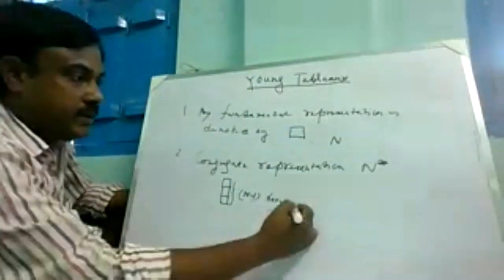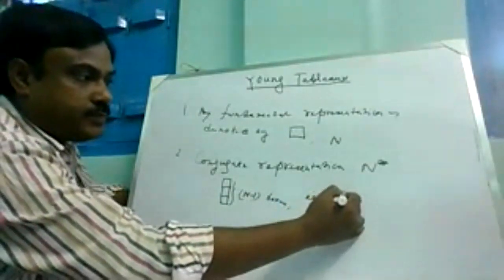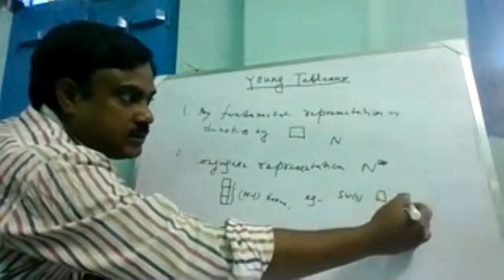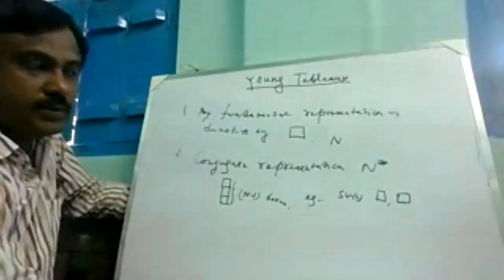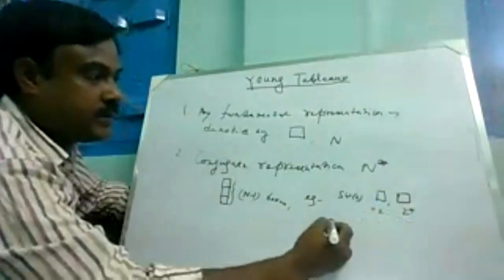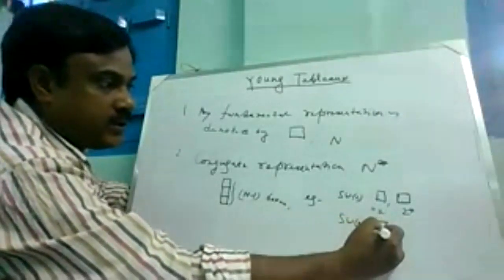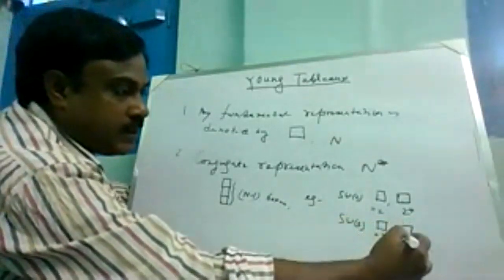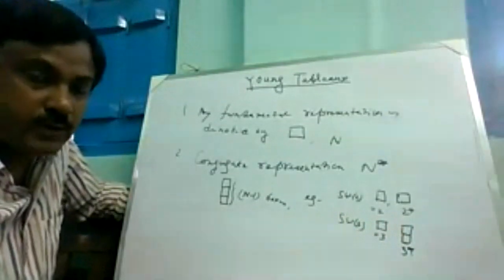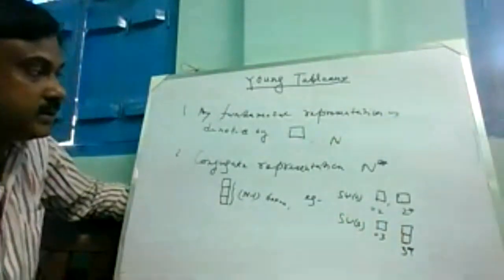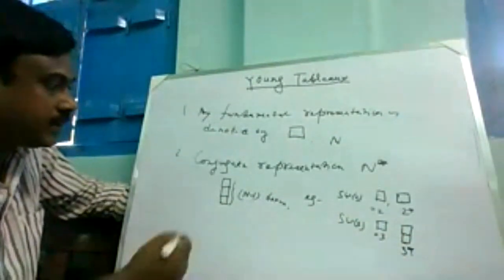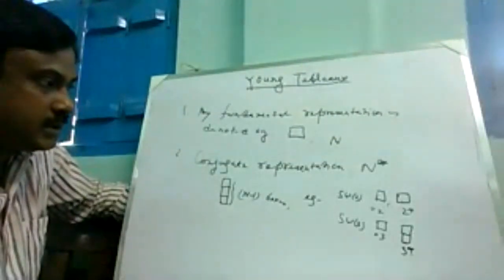Here, for example, for SU2, the fundamental representation is this, and the conjugate representation is also this. You get the point? Because 2 minus 1 equals 1. So for SU2, the box denotes 2, and this also denotes 2. But for SU3, this box denotes 3, but this denotes 3 star. Right? Because 3 minus 1 equals 2. Similarly for the other representations. So the main representation is represented by a box, and its conjugate representation is represented by N minus 1 boxes in a column.